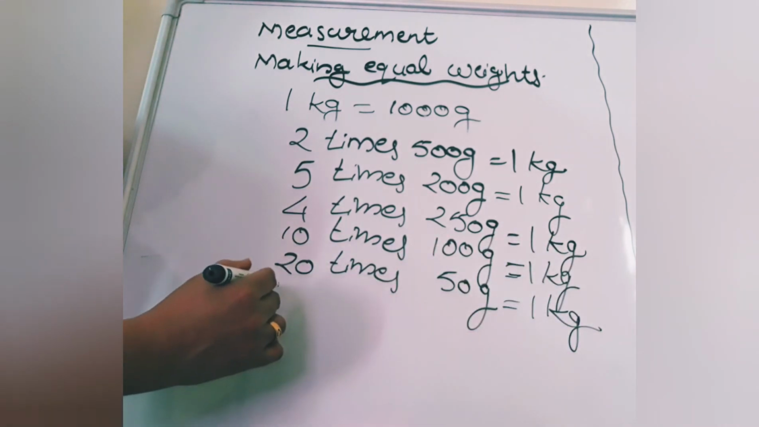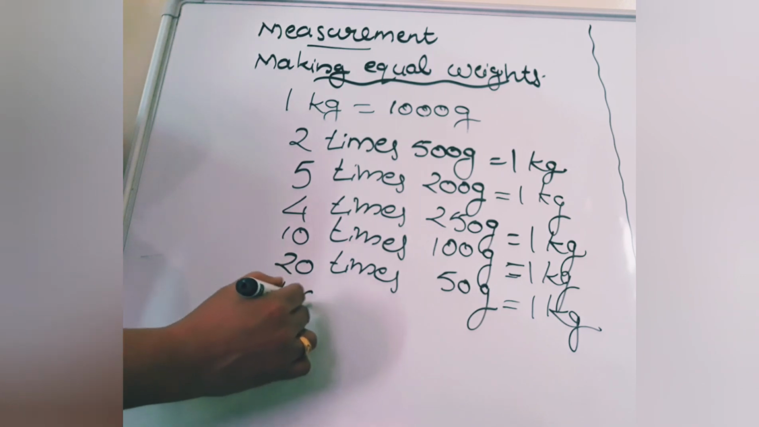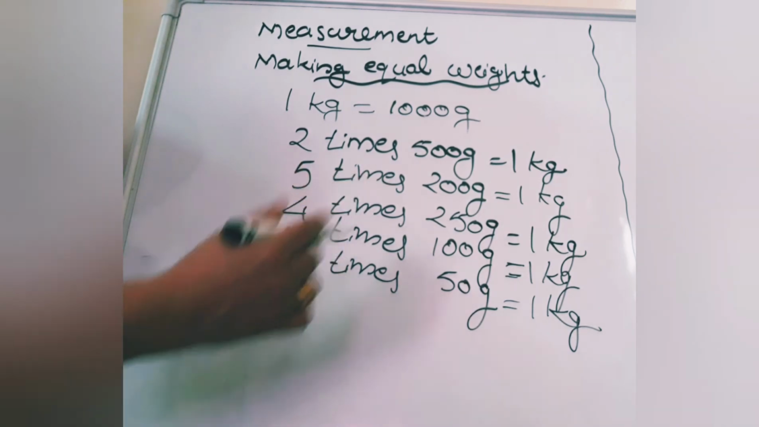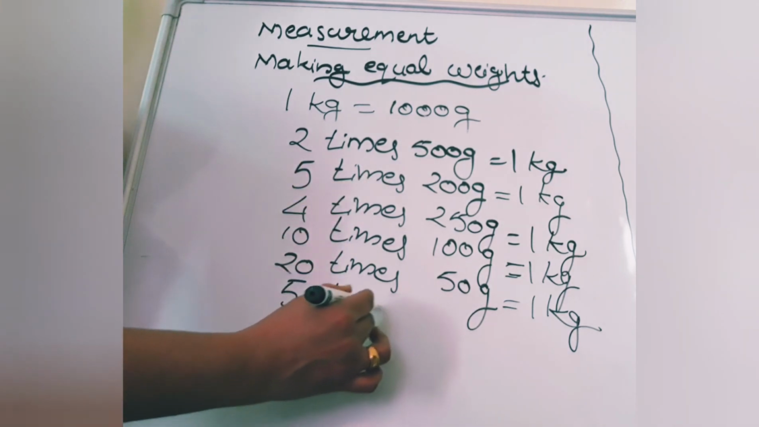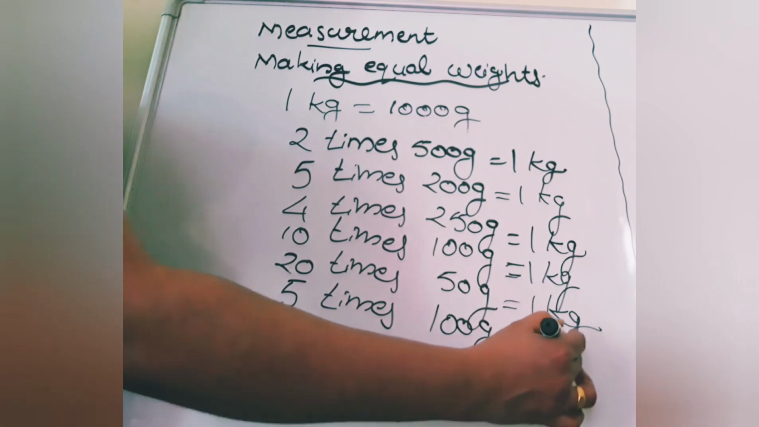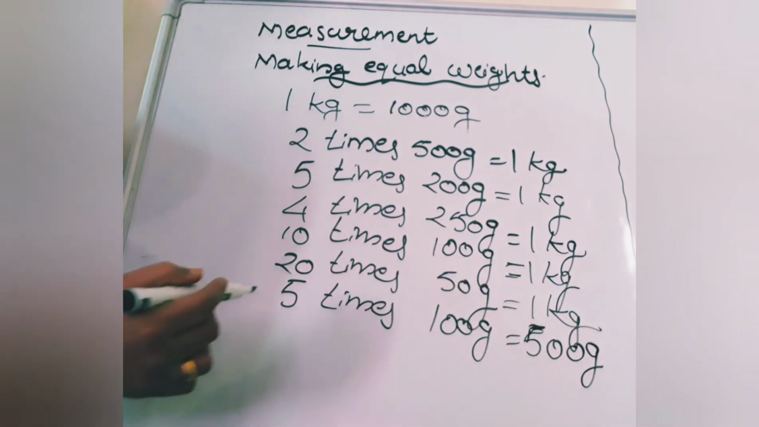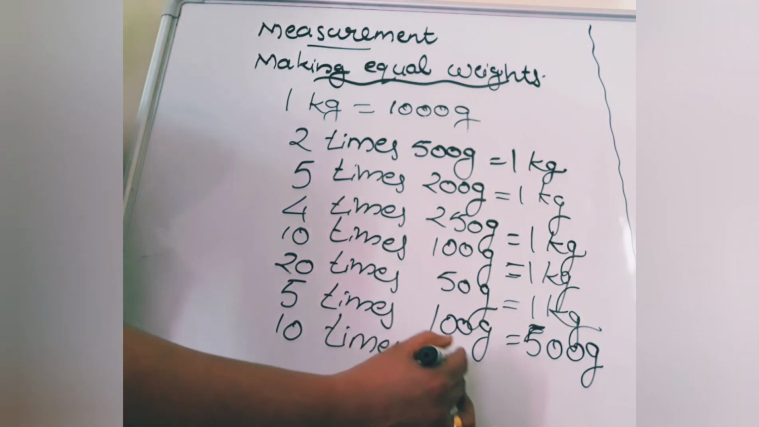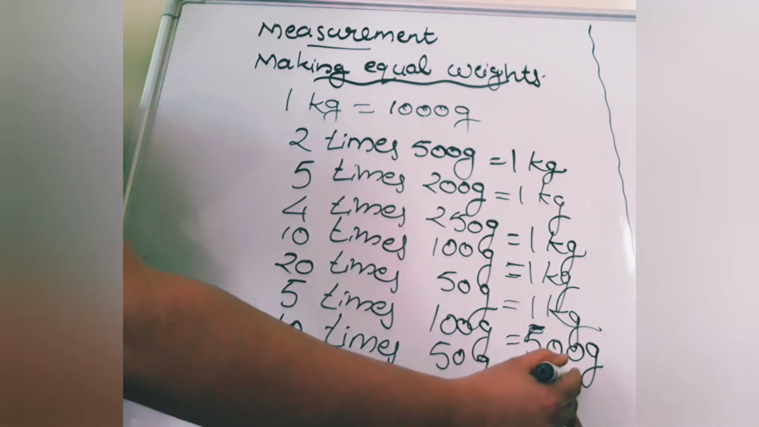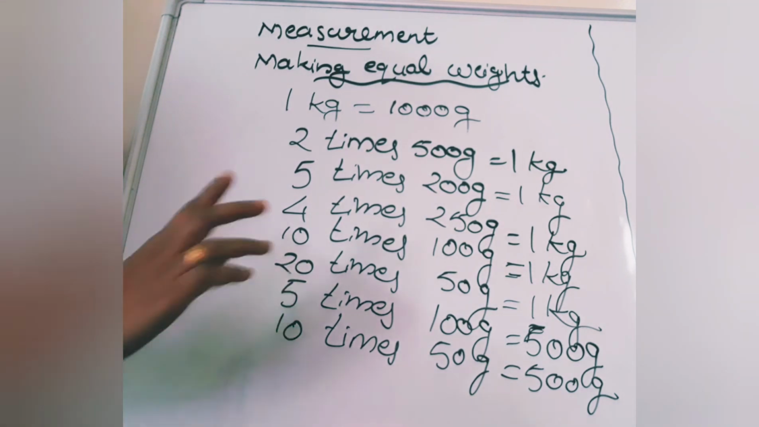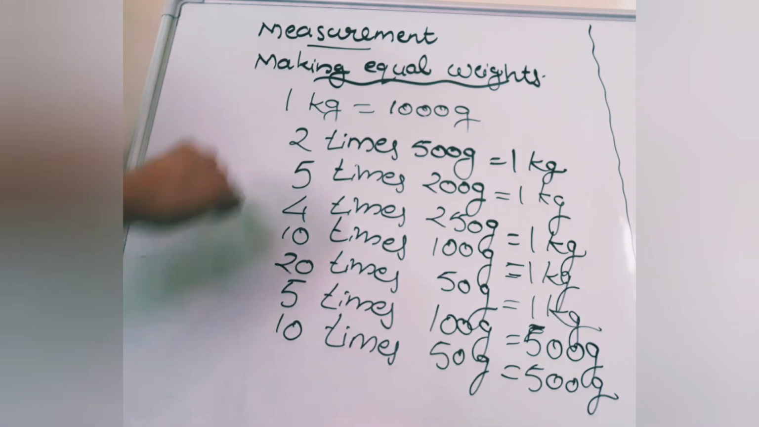And for 500 gram, how many times? 5 times 100 gram is equal to 500 gram. This also we have to keep in mind. Then 10 times 50 gram is equal to 500 gram. So all these you have to keep in your mind. Then 100 gram 5 times, that we said, correct? And 10 times 50 gram, this much. All these you have to remember.